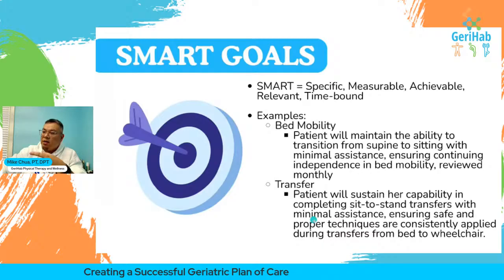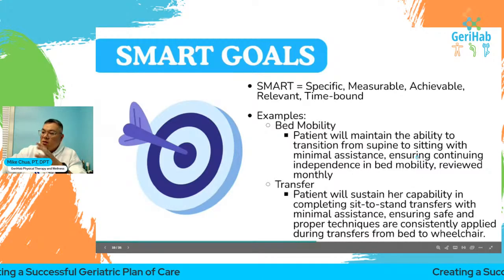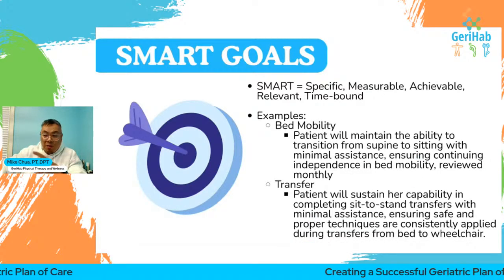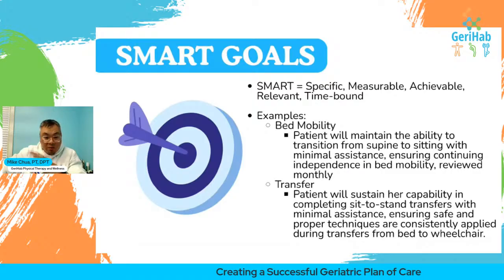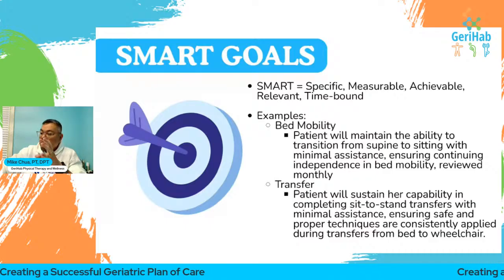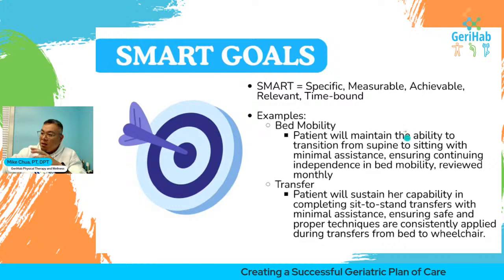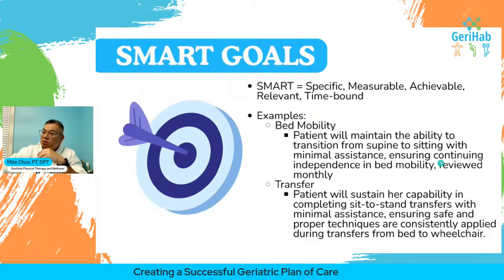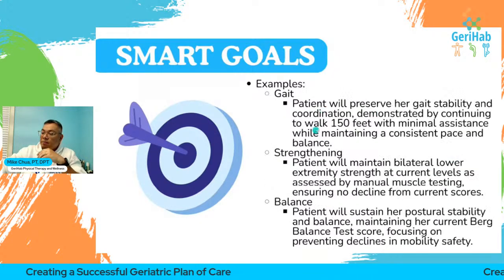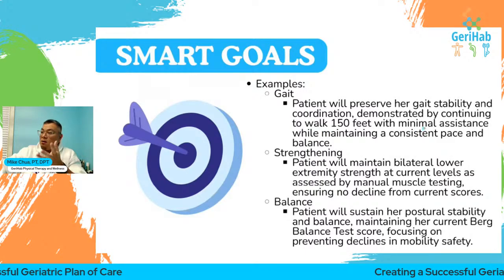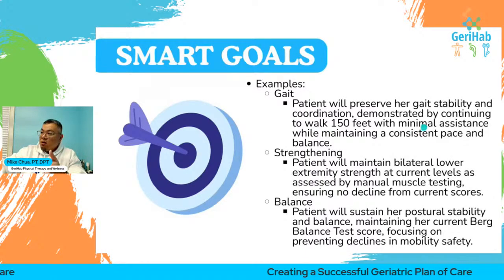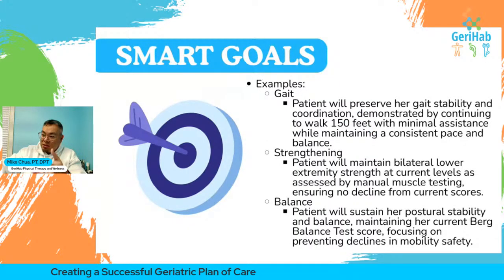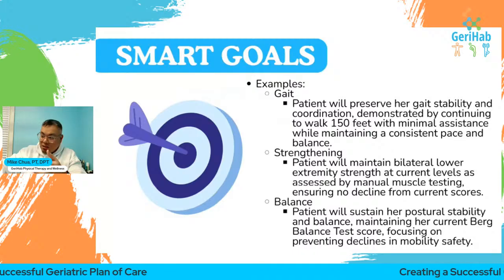And same thing with the transfers. Patient will sustain her capability in completing sit-to-stand transfers with minimal assistance, ensuring safe and proper techniques are consistently applied during transfers from bed to wheelchair, right? So you are maintaining or sustaining that patient's functional mobility. Okay. On the gait, patient will preserve her gait stability and coordination by continuing to walk 150 feet with minimal assistance while maintaining consistent pace and balance. All right. Are you getting the gist of that?